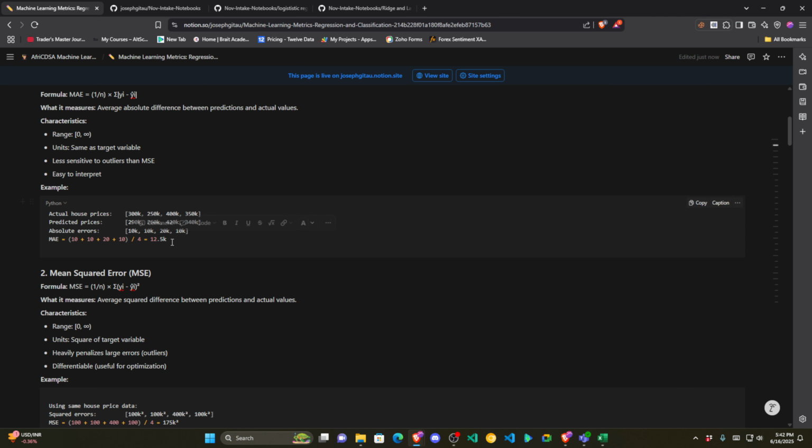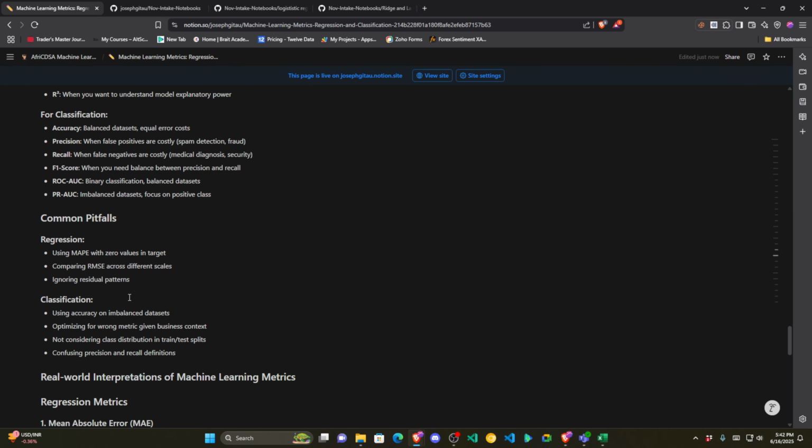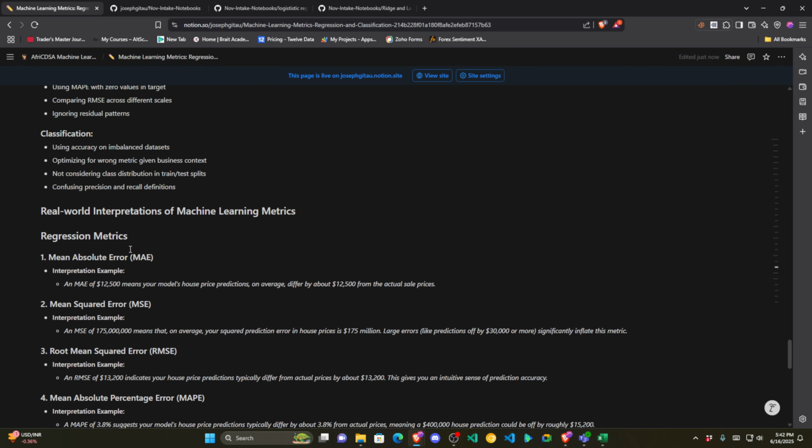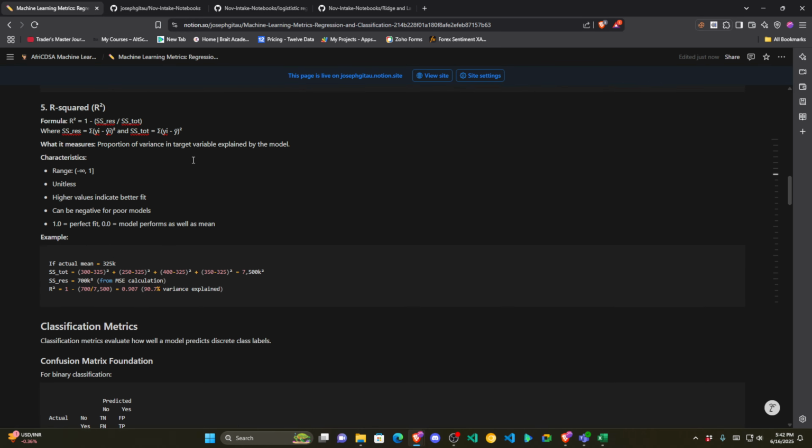So how do we interpret this? If we scroll down to the bottom, this is how we will interpret that 12.5k. An MAE of 12.5k means that your model's house price predictions on average differ by about 12,500 from the actual sale prices. So that's what we mean from a mean absolute error perspective. Let's move on to the next metric.